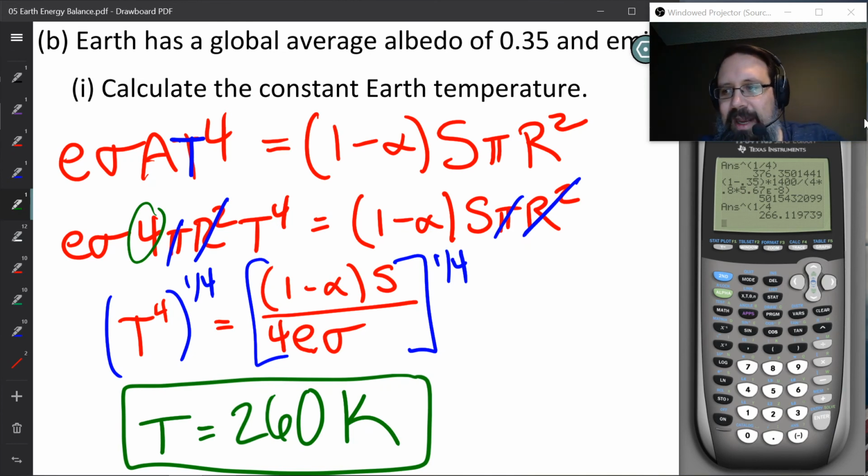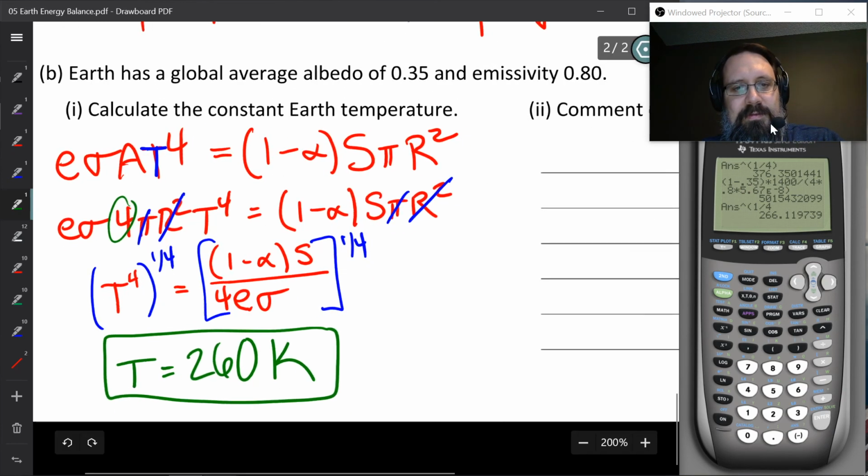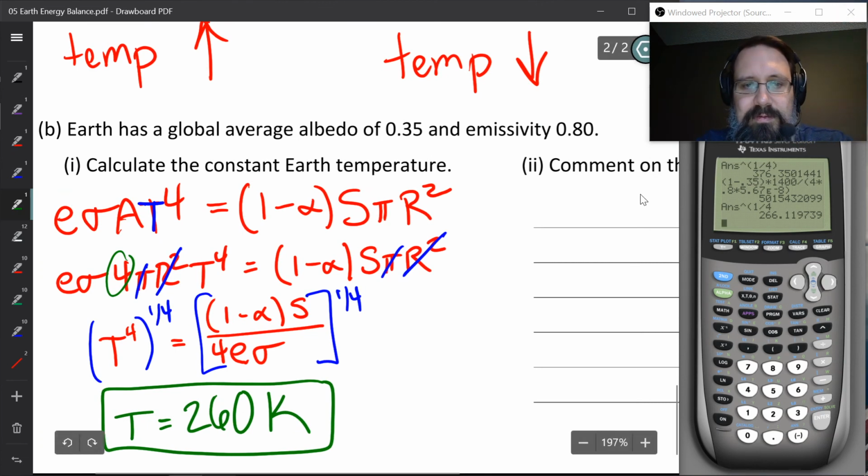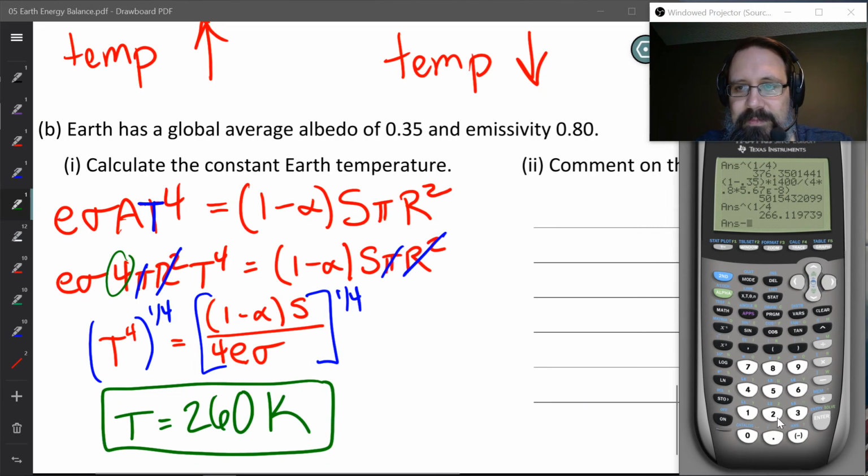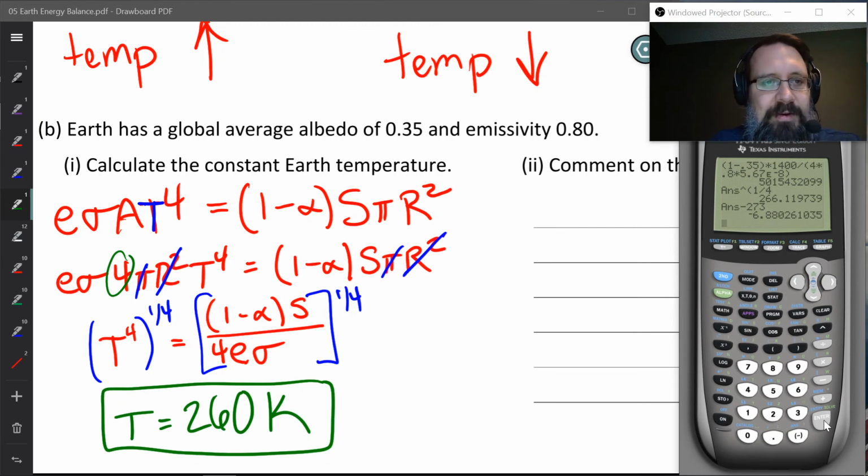Okay, now what is that in Celsius? So to convert from Kelvin to Celsius, what do you do? Yeah, you minus 273. So that's -7 degrees Celsius.